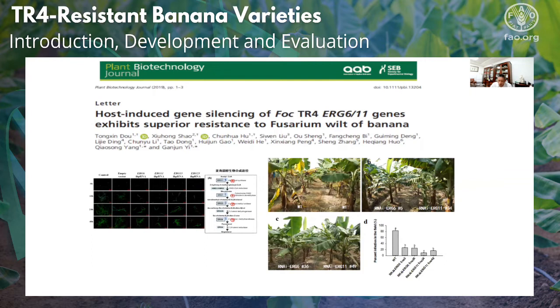This is very interesting work, because the history of human beings fighting with the fungi from race 1 to race 4 has lasted more than 100 years. And then we use this HIGS technology, we can get a resistant cultivar from Gros Michel. So now, for the economic traits, the plant, the head, the finger are also the same as Gros Michel. During the last 3 years, we found it very good, but actually this is transgenic, so we still need to get permission from the government. Next, please.